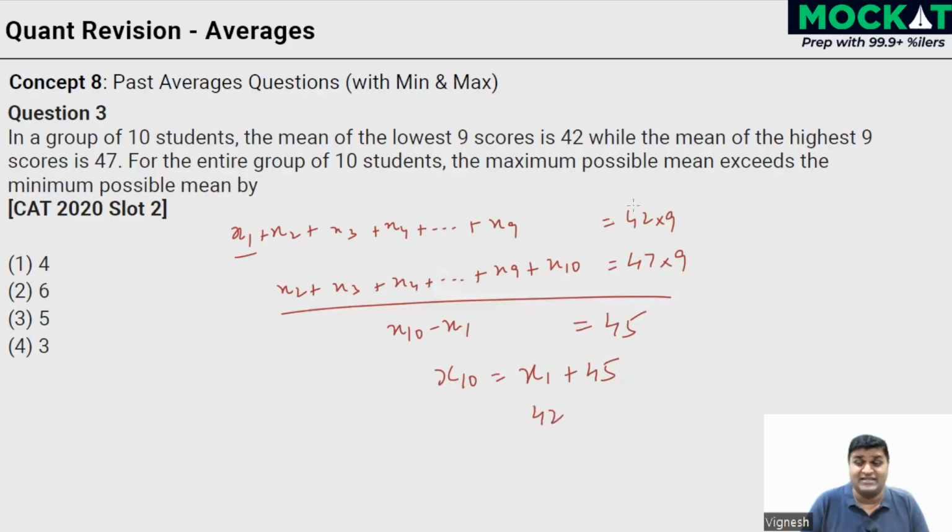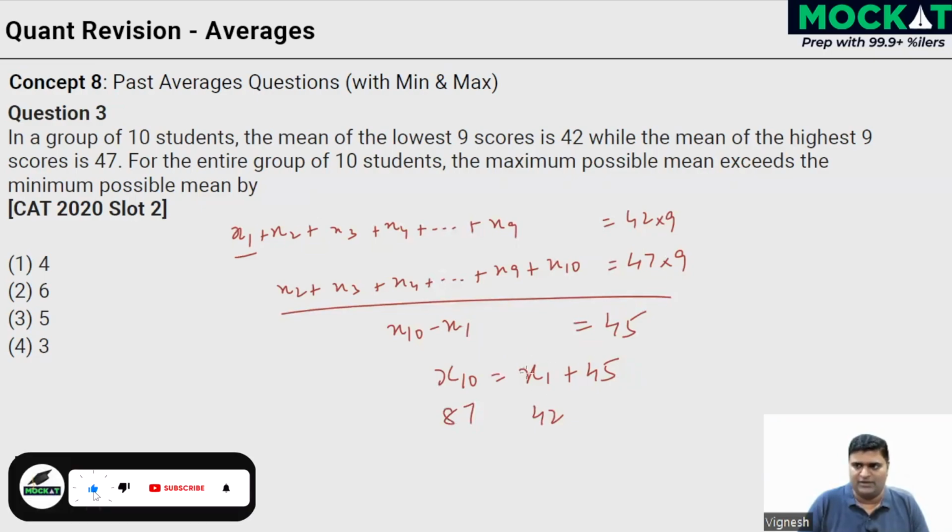In fact, it can't exceed 42, right? The average of 9 terms with x1 being the lowest is 42. The max I can put for x1 is going to be 42 itself, where everybody is 42, in which case I'm getting x10's value as 87. This is the highest I can give x1.